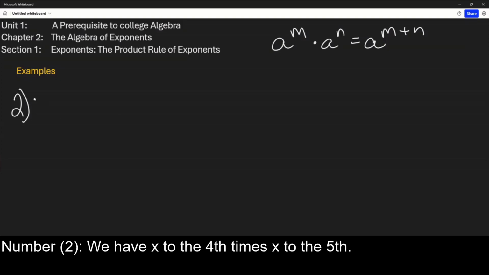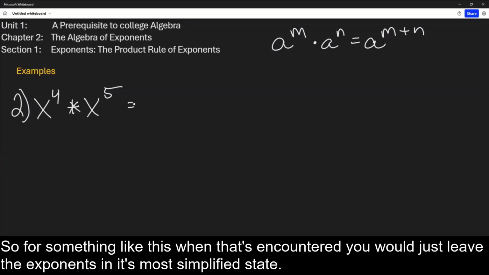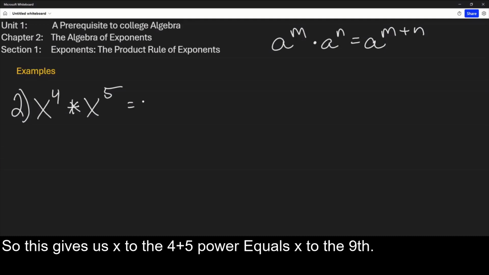Number 2, we have x to the 4th times x to the 5th. Now with something like this, we can't evaluate the exponents because we don't know the numerical base of what the exponents are affecting. So for something like this, when that's encountered, you would just leave the exponents in their most simplified state. So this gives us x to the 4 plus 5 power, which equals x to the 9th.